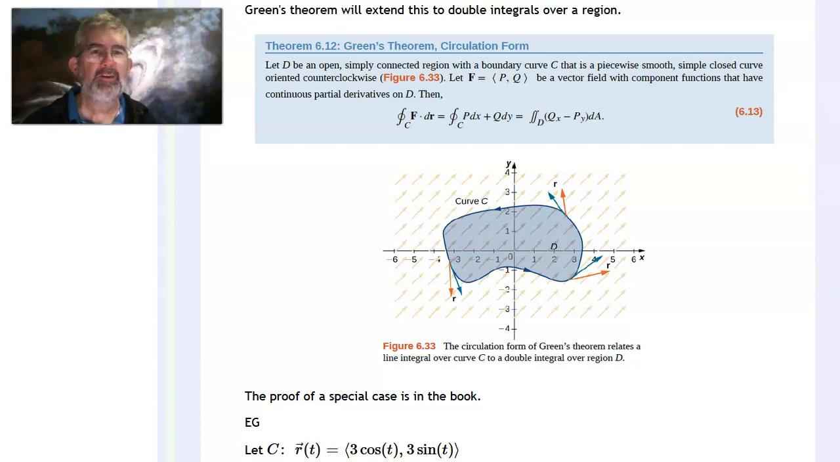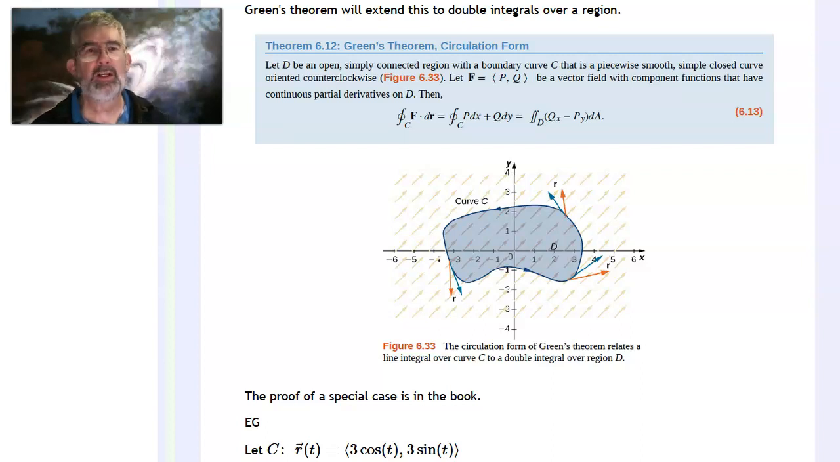The interior is to your left. The exterior is to your right. Okay. Now, if you've got a vector field P comma Q, and I should point out this is only in 2D here. Green's theorem is just a 2D theorem, not a 3D. Right. So we've got a vector field with component functions that have continuous partial derivatives.